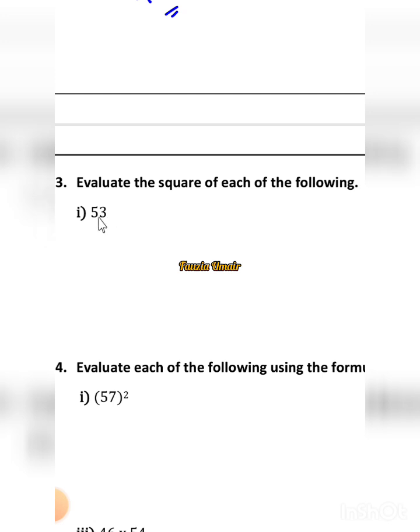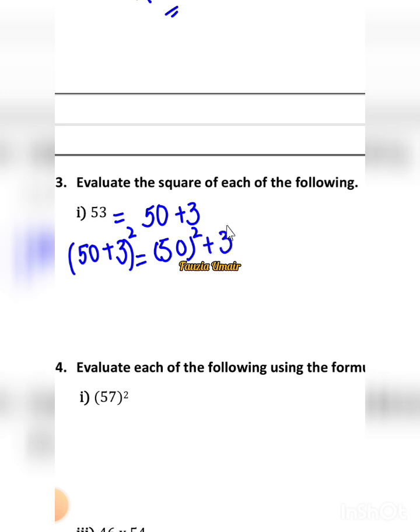So first part is 53. So basically we still need to use an algebraic identity. So I need to change this 53 in such a way that I can apply a formula. So what I can do is that I need one a and b. So I can write this as 50 plus 3, and I need to find the square. So I will write 50 plus 3 whole square. Now if you look closely, this is your formula a plus b whole square, where a is 50 and b is 3.